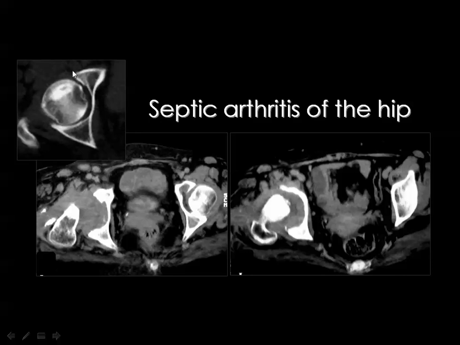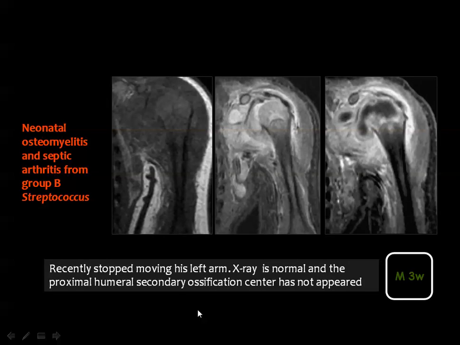I put this image to see the normal appearance of the acetabulum and the femoral head. But here in this case, the right hip joint is inflamed. The joint space is markedly widened. There is diffuse bone sclerosis, irregularity, and collapse of the femoral head, and the joint space is obliterated by this enhancing inflammatory granulation tissue.